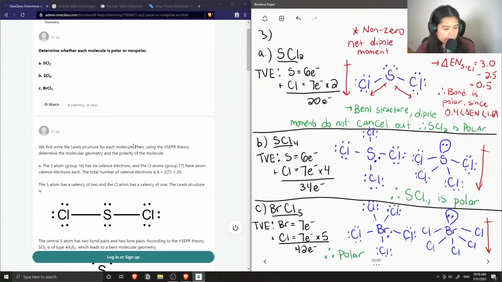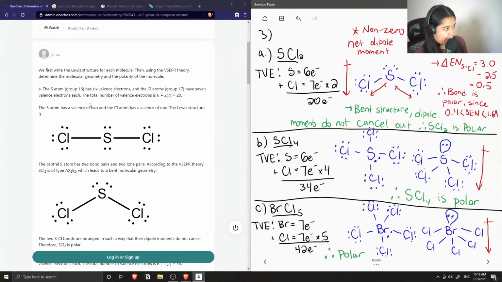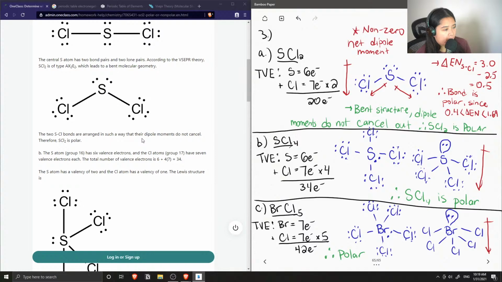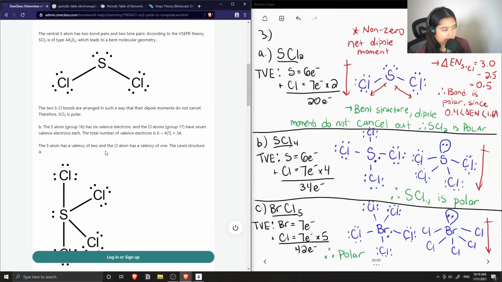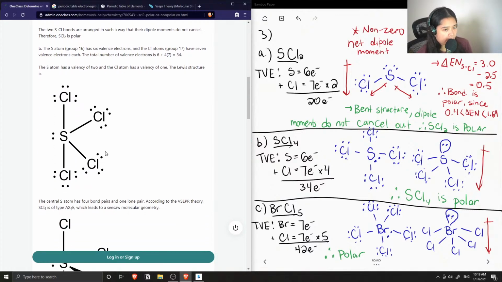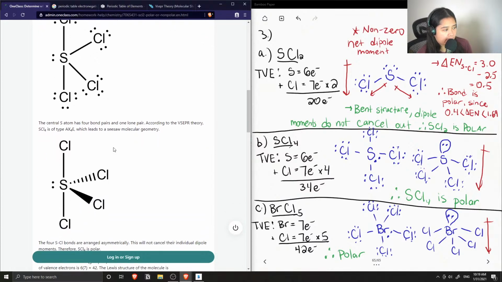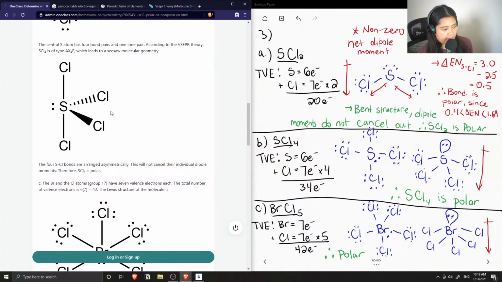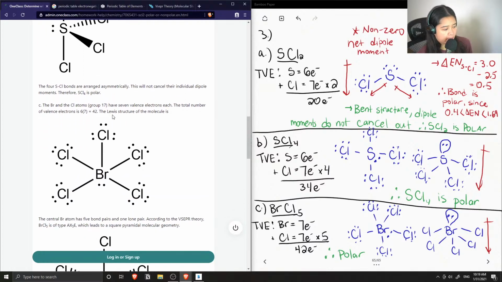So now let's see what the junior tutor said. We first write the Lewis structure for each molecule, then using VSEPR theory, determine the molecular geometry and polarity of the molecule. Okay, so they have the correct Lewis structure, and notice that their dipole moments do not cancel each other out, therefore this molecule is polar. For the second molecule, they also have the correct Lewis structure, and showed that it has a seesaw molecular geometry, and that they're arranged asymmetrically, so the dipole moments don't cancel out, so therefore this is polar as well.